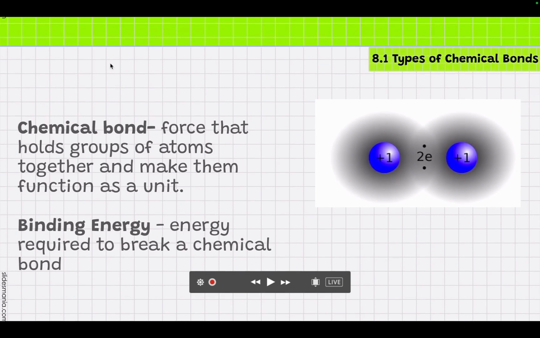A chemical bond is a force that's holding groups of atoms together. Then they kind of act as one unit, and something called binding energy would be the energy that would be required if you were going to break that chemical bond.